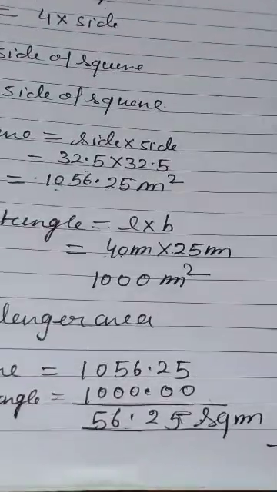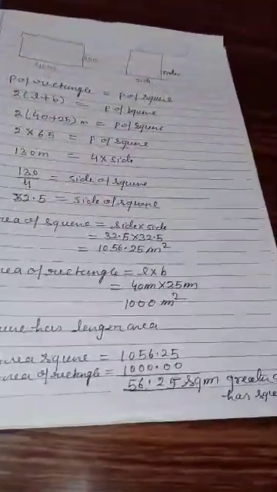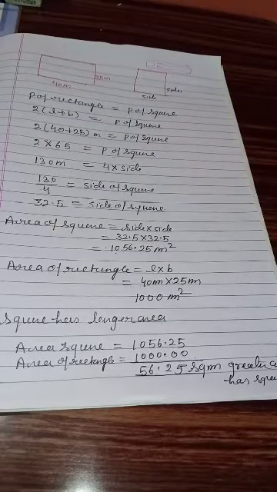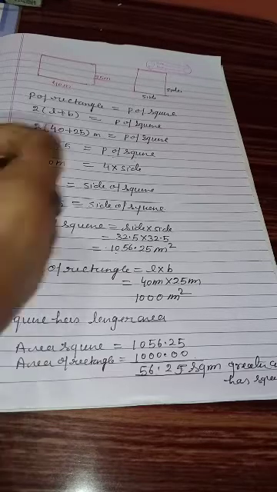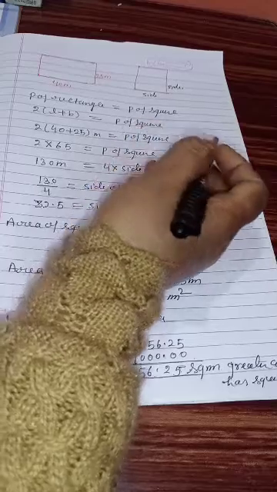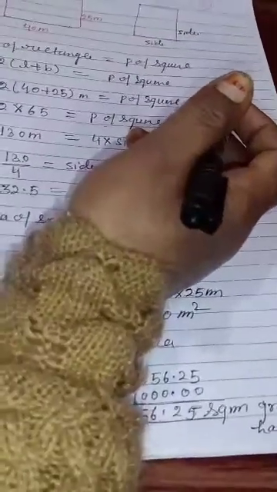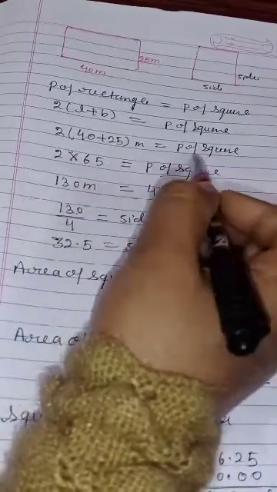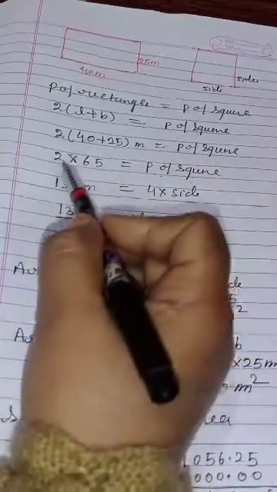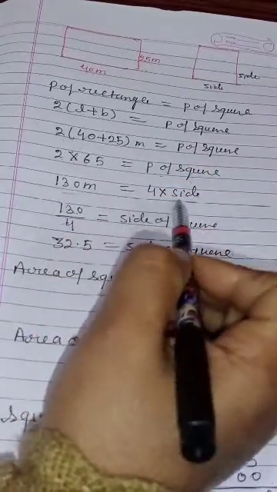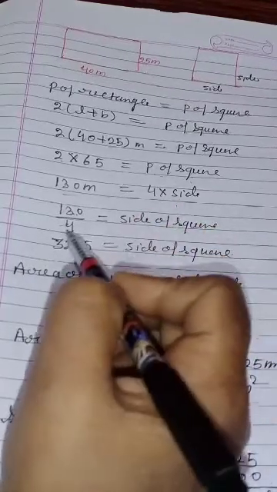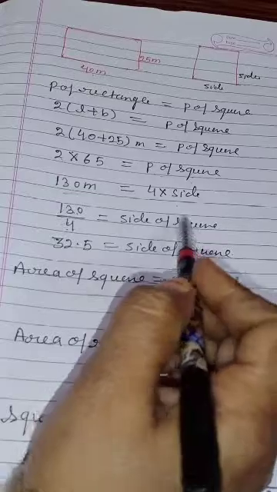Okay beta, so what do we have in this question? Just again I am repeating. Perimeter of rectangle and perimeter of square were the same. So we applied the formula 2 into length plus breadth is equal to perimeter of square, because the side of square was not given to us. So we put the values here. So 2 into 65 means 130 meter is equal to 4 into side, because the formula for perimeter of square is 4 into side. This 4 will come here in the divide. So side of square we will get.